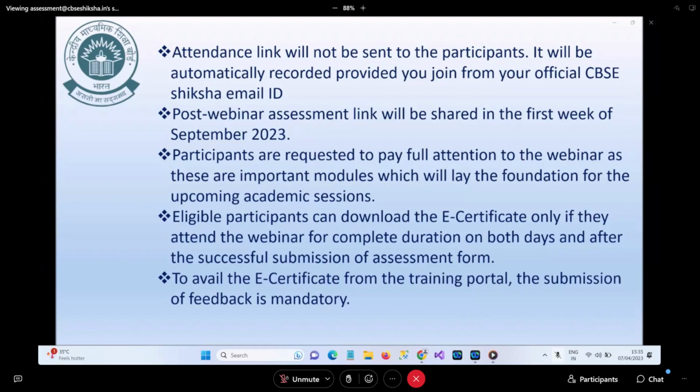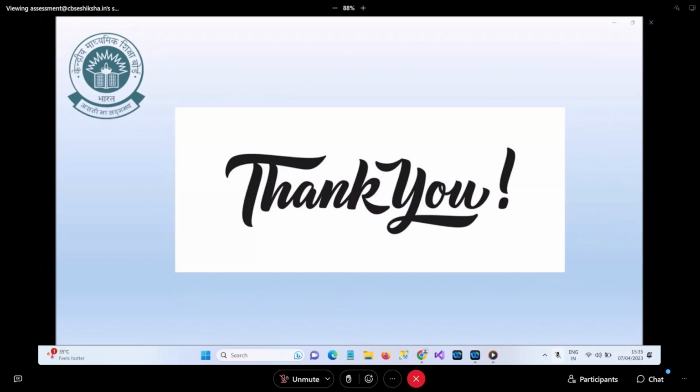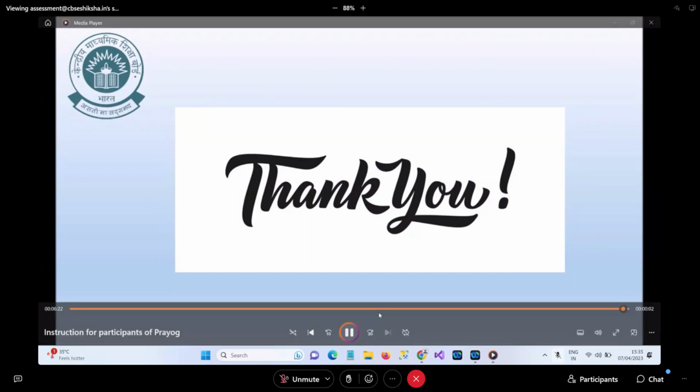Eligible participants can download the e-certificate only if they attend the webinar for complete duration on both days and after the successful submission of assessment form. To avail the e-certificate from the training portal, the submission of feedback is mandatory. Thank you and Dhanyavad.